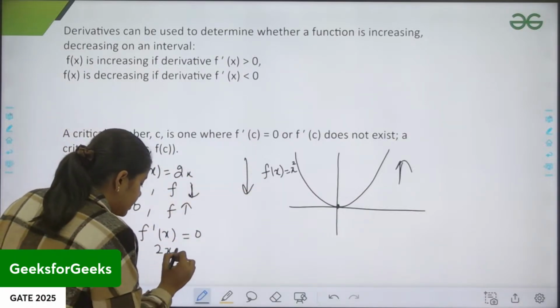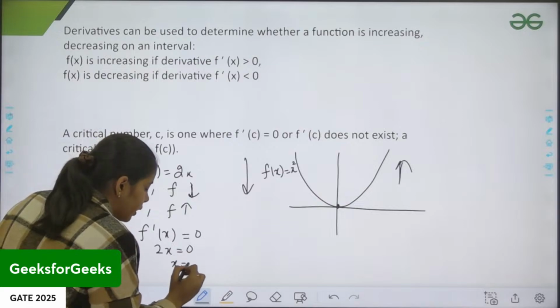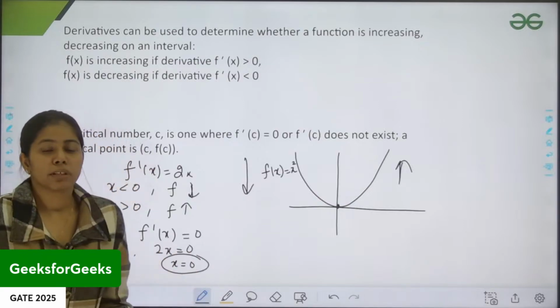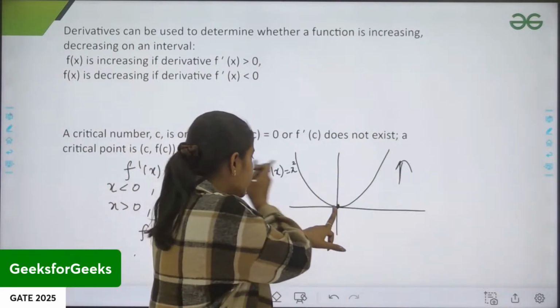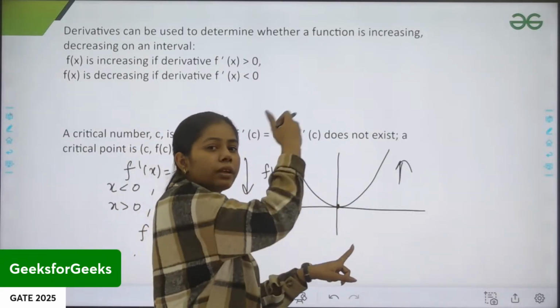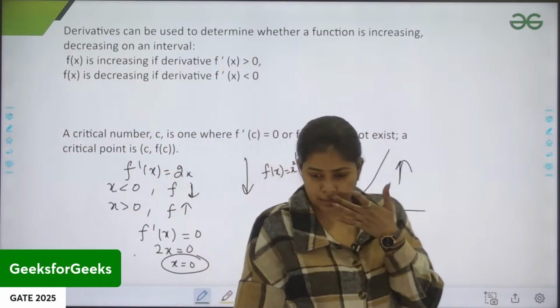So f dash x is 2x, and 2x equals 0. From here I'll get x equals 0. So x equals 0 is my critical point, and I can check that to the left of x equals 0 the function is decreasing, and to the right of x equals 0 the function is increasing.